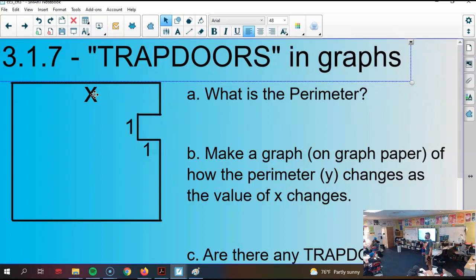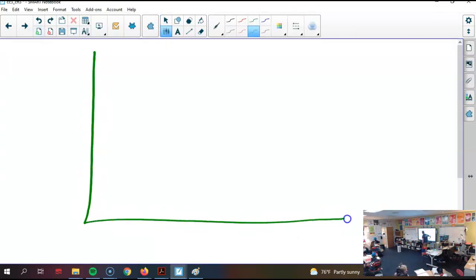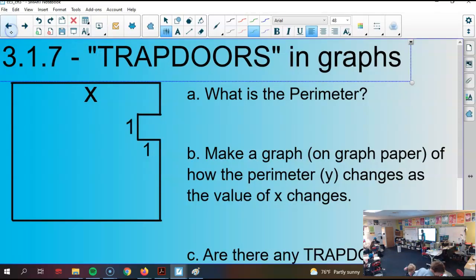And then on your graph paper, give me your eyes up here real quick. On your graph paper, which is easier than here because you have graph paper, make an x, y axis, but your y is going to be our perimeter. So it's still your y-axis, but we're going to call it perimeter. And graph what happens with the perimeter as x gets bigger. Now, obviously, I think most of us can probably guess, oh, well, it gets bigger. But there is a trapdoor here. There is a trapdoor here.